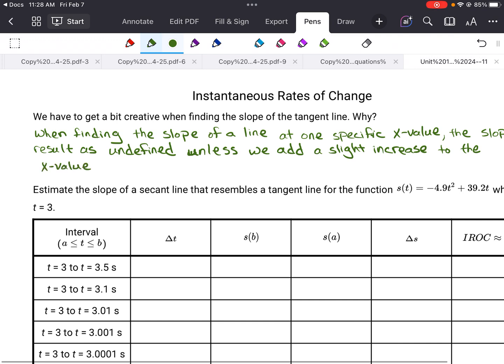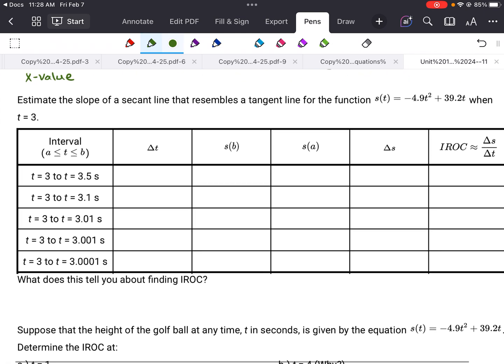So what that means is if we were to use the AROC formula, so the slope formula, but with just one x value, if the x value was 2, your denominator would be 2 take away 2, which is 0, which is undefined. You can't divide by 0. So that's why we need to add something, and that's the h that I was talking about in the algebraic way to do IROC.